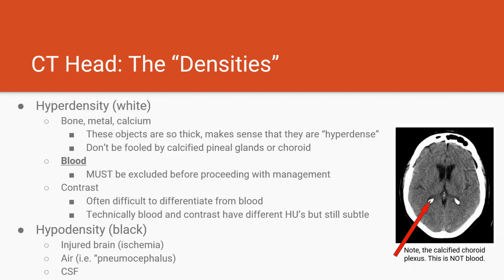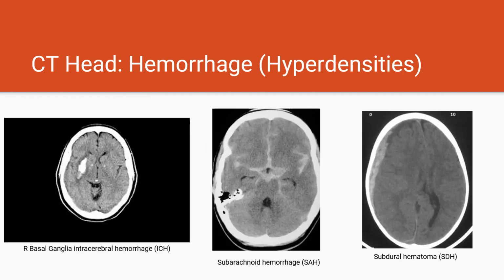And then on the other hand, objects that are hypodense are objects that show up black on imaging. So this is things like air, CSF, and injured brain as well. As the cells are dying, there's less density, and so ischemia is going to cause hypodensity. But let's be honest, pictures are worth 1,000 words, especially in radiology. So let's look at some pictures.